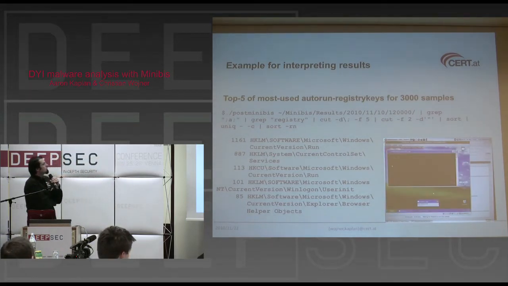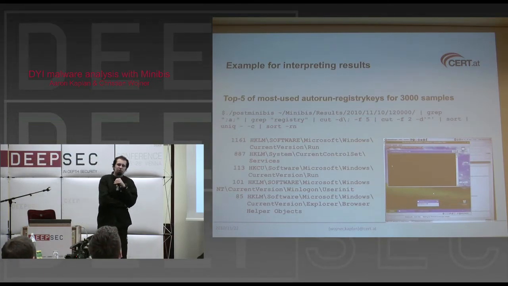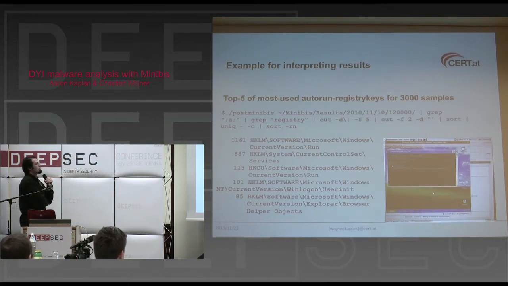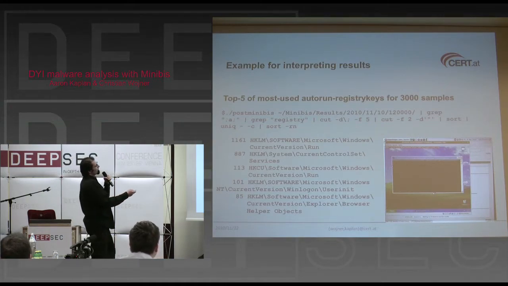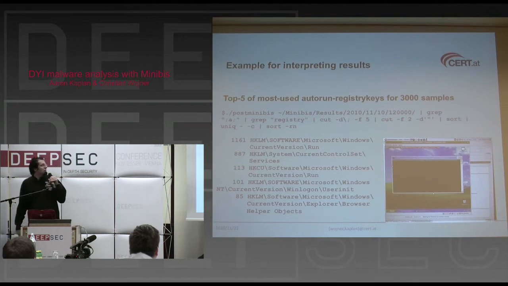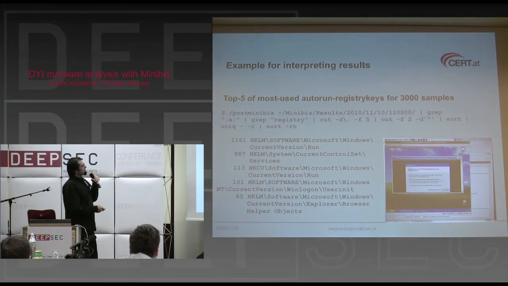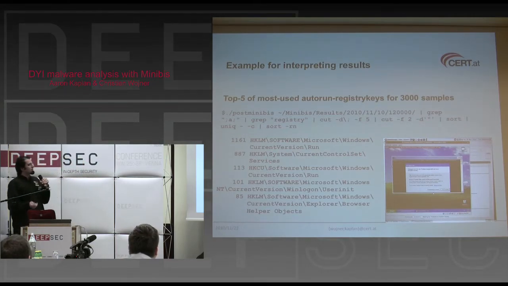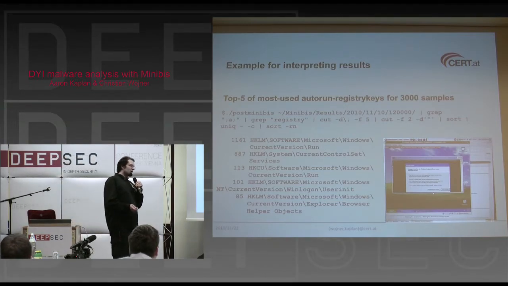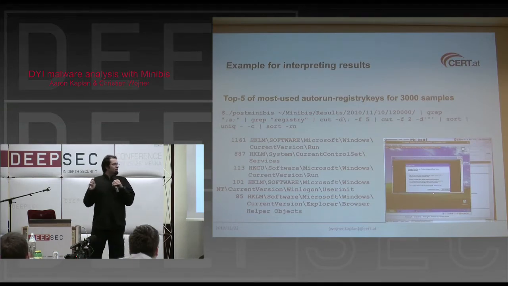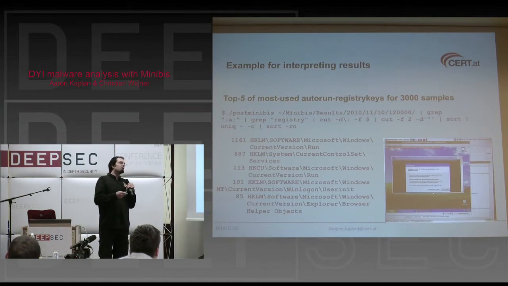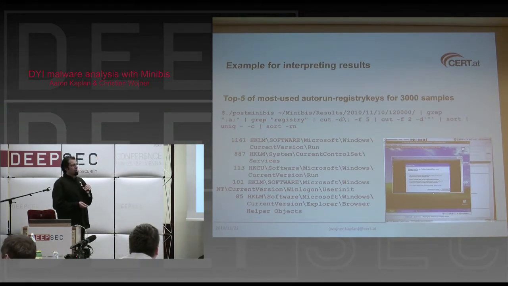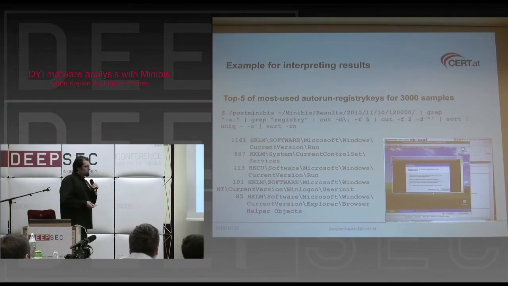We wanted to know what's the favorite autorun method of malware authors, and we used 3,000 samples to analyze this, and we found out that the CurrentVersion Run key is really the one which is mostly used, followed by the CurrentControlSet services. So that's just an example of what you could do with mass malware analysis through Minibis. But you don't have to do mass malware analysis because you also could throw in just one sample, or you can use it in an automation like Anubis is, with a web service in front of it. So there are lots of possibilities and potential in it.